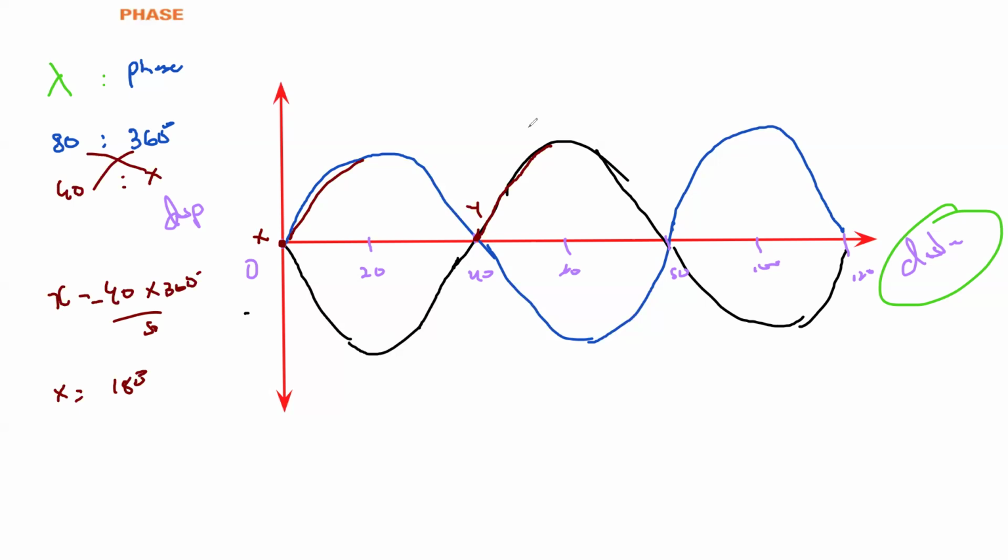Is this example clear? They can give you the x-axis as a distance. They can give you the x-axis as a time. And whether it's a distance or a time, you work out the phase in the same manner.